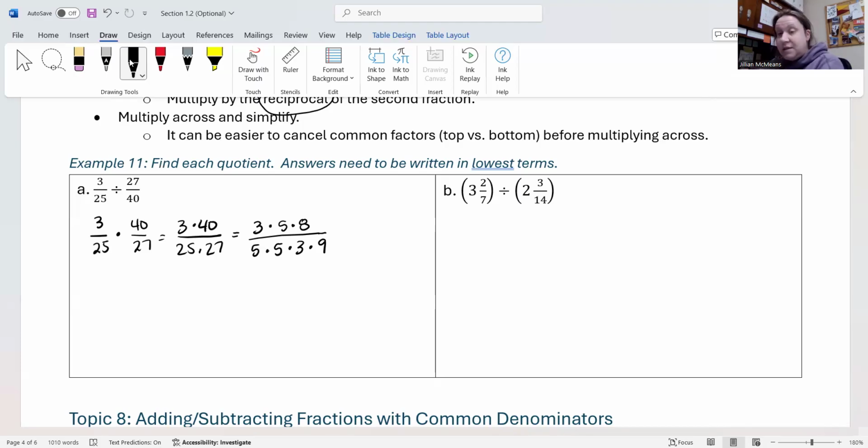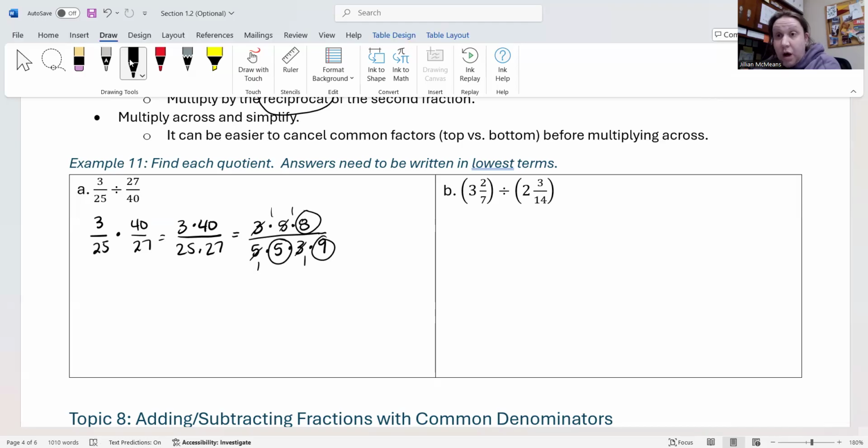Now, looking at this version that I have here, I notice I have a 3 in the numerator and denominator. 3 divided by 3 just leaves a 1 behind. I also notice that I have a 5 in the top and the bottom. So 5 divided by 5, they just leave little 1s behind. So now I need to look at all of the factors that I have left. I have a 5 and a 9 in the denominator. I have an 8 in the numerator.